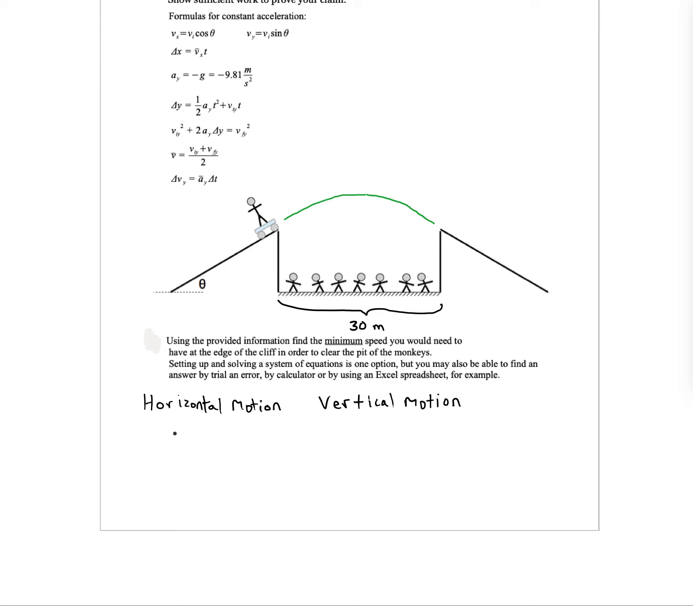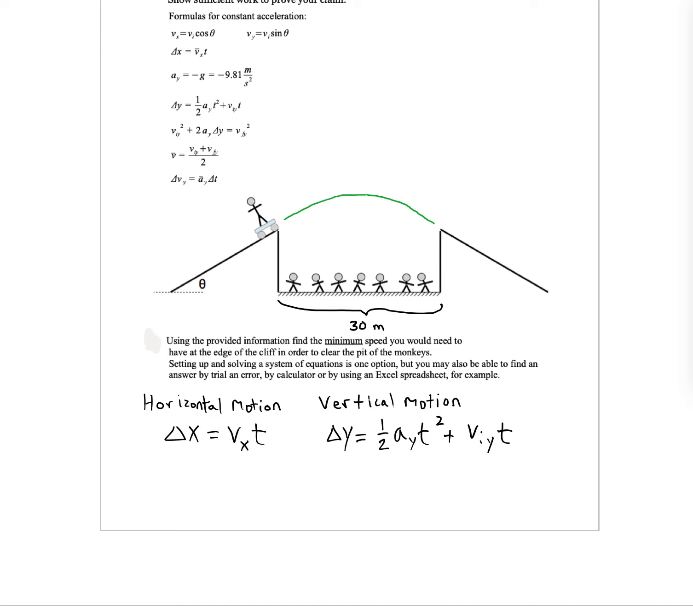Alright, so the horizontal formula is delta x equals vx times t, but the vertical formula is delta y equals 1/2 ay t squared plus viy t. The subscripts, of course, are just notations for me to know what type of velocity we're talking about and what dimension we're talking about.